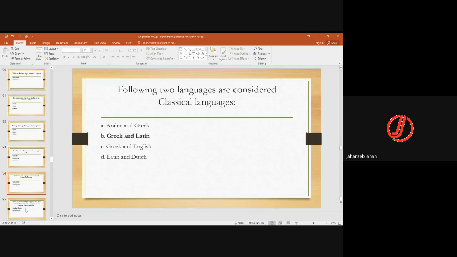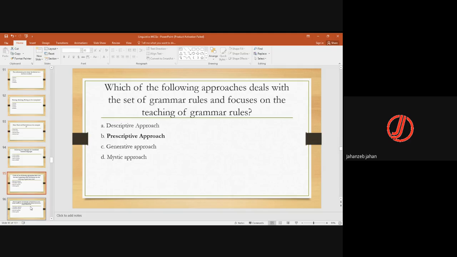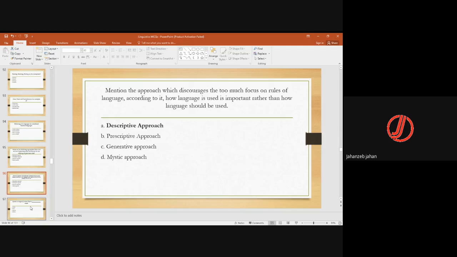The following two languages are considered classical languages: Greek and Latin. Which of the following approaches deals with a set of grammar rules and focuses on the teaching of grammar rules? That is the prescriptive approach. जो prescribed की जाती है.